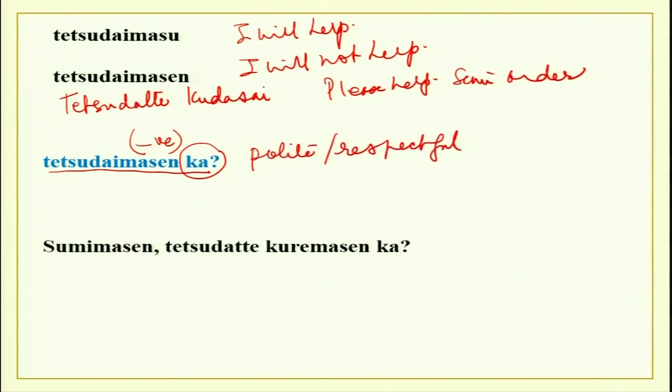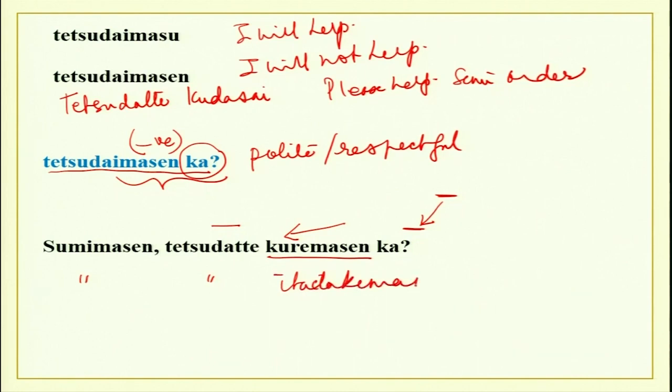Then we have sumimasen, tetsudatte kuremasen ka. So even more polite over here, because kuremasen is definitely more polite than masen ka. You are here and the person you are asking help from is over here. So please give it to me. Please help me and I will receive the favor of your help. Now if you want it to be even more polite, then sumimasen tetsudatte itadakemasen ka, as we did in our previous slide. So this is the most polite way to ask someone for some help.